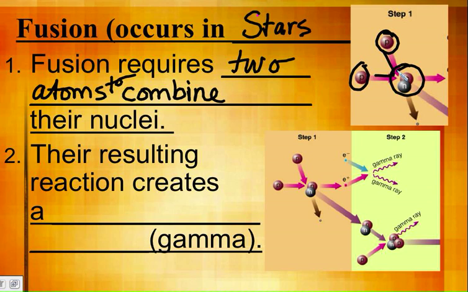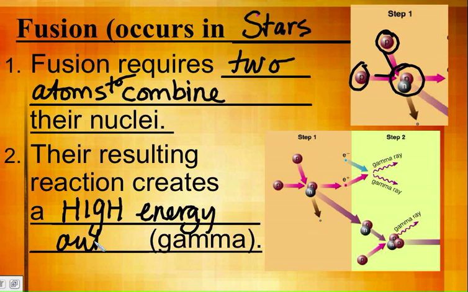The result of the reaction creates a huge, much more than we could ever have with nuclear energy on Earth, high energy output. And we know from looking at the electromagnetic spectrum that really high energy output is going to be on the gamma scale. So we can see here, after these things have combined, we are getting gamma energy coming out of these nuclear fusion reactions.